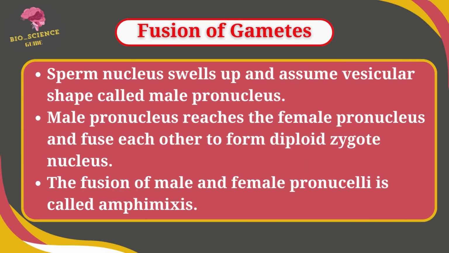The fourth phase of fertilization is called fusion of gametes. Now, the sperm nucleus swells up and assumes a vesicular shape. Now, it is called male pronucleus. The male pronucleus comes in contact with the female pronucleus and they fuse together to form a diploid zygote nucleus. The fusion of male and female pronuclei to form the diploid zygote nucleus is called amphimixis.